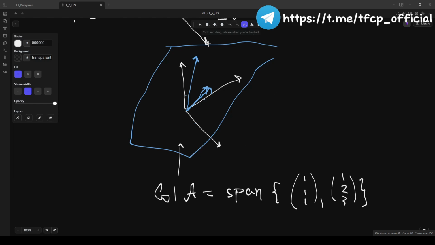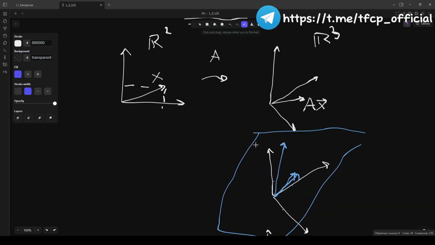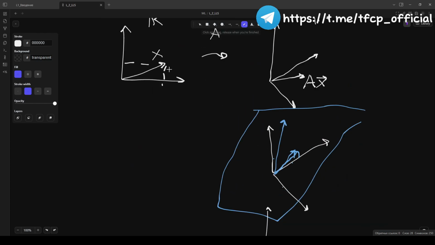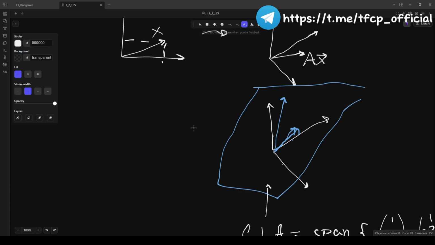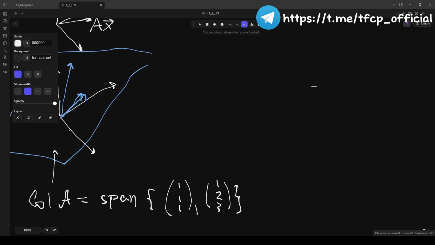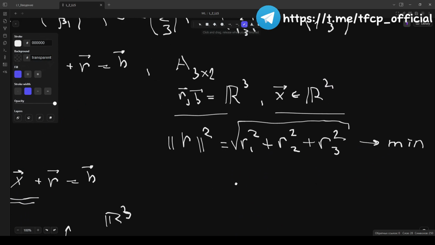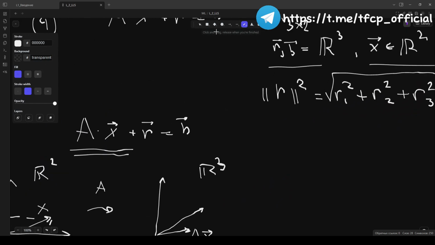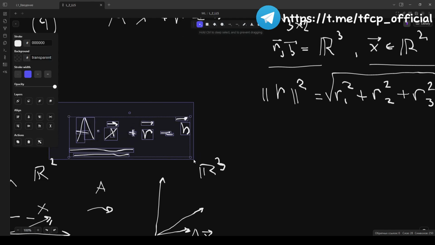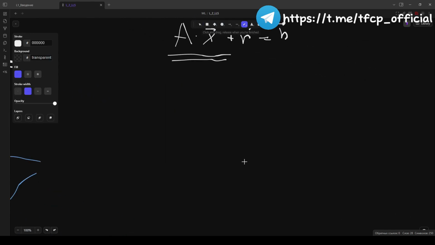In essence, the set of these vectors comprises such a plane. This set of all vectors is called the linear span. In this case, it is the column space of matrix A. So we have figured out what matrix A does to vector X. When I multiply the matrix by vector X, I end up in this particular plane. Having understood this, let's return to our equation and take a closer look at what is happening here.